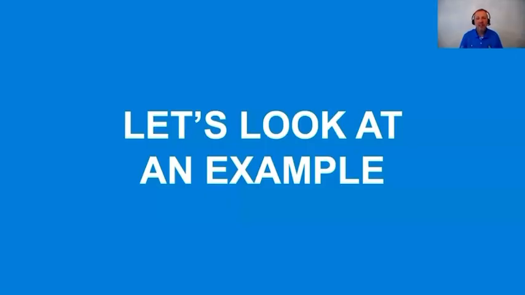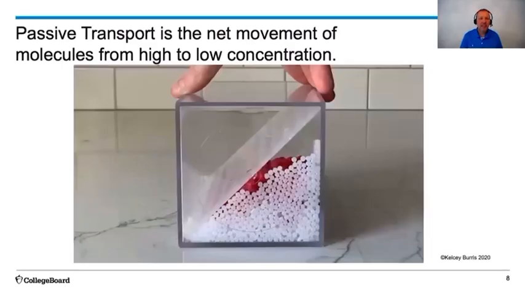So now let's take a look at an example. In this example, we have a plastic box with a piece of plastic in the middle with small little pores in it. And on one side of that simulated membrane are small white molecules and then larger red molecules. So let's take a look, see how passive transport works.